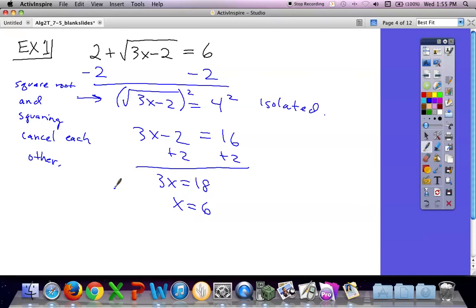And then you can check it. Go up here and substitute in the 6. 3 times 6, 18. 18 minus 2, 16. The square root of 16 is 4. 2 plus 4, 6. So it checks.